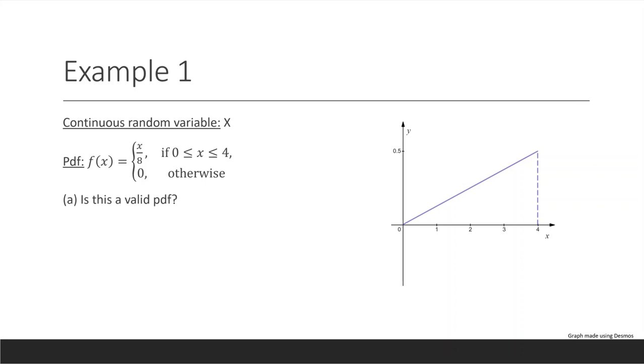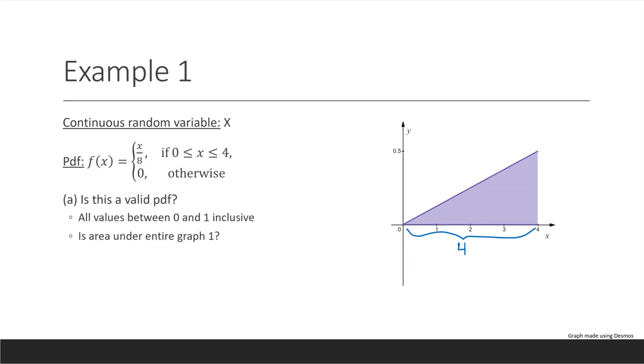Well, to start with, is this indeed a valid probability density function? All the values are between 0 and 1 inclusive, as you can see from looking at this graph. And when I look at the entire area under the graph, I need to know, is that 1? Well, this is the area of a triangle, so I can use what I know from geometry, that the area of a triangle is 1/2 times the base times the height. The base of this triangle is 4, and the height of this triangle is 0.5. 4 times 0.5 times 1/2 is 1. So indeed, the area under the entire graph is 1, and so this is indeed a valid probability density function.